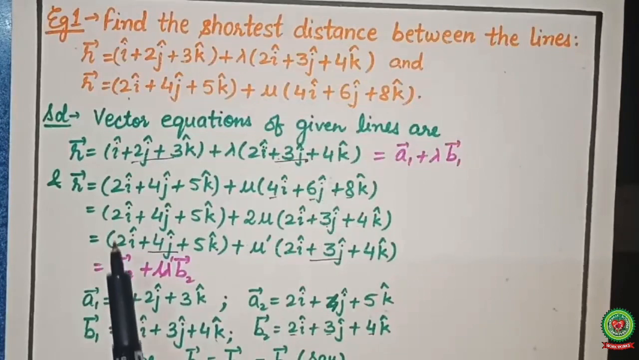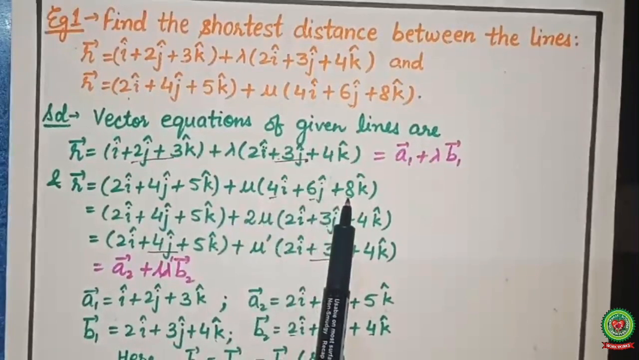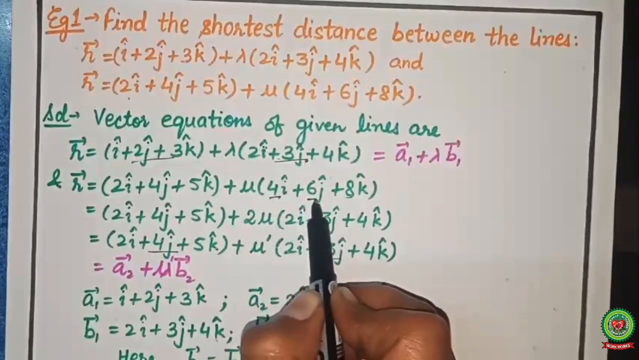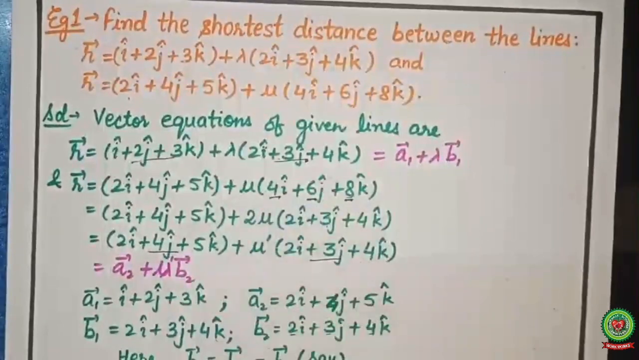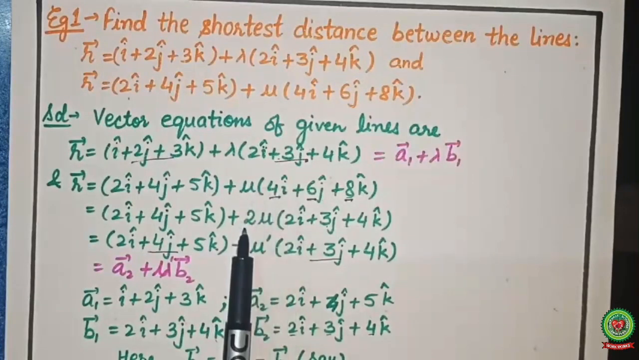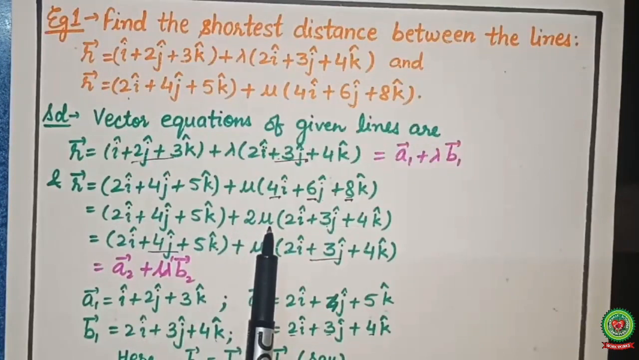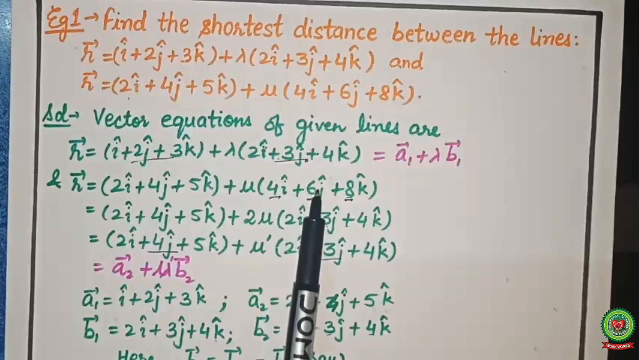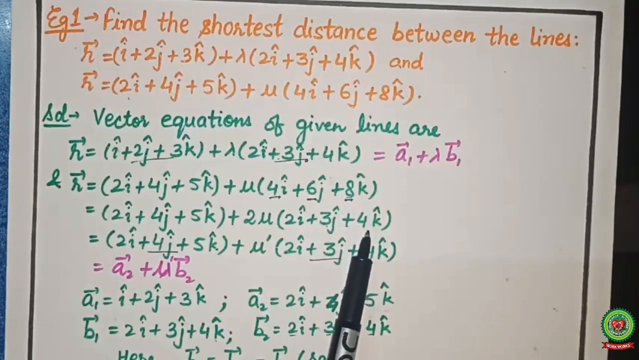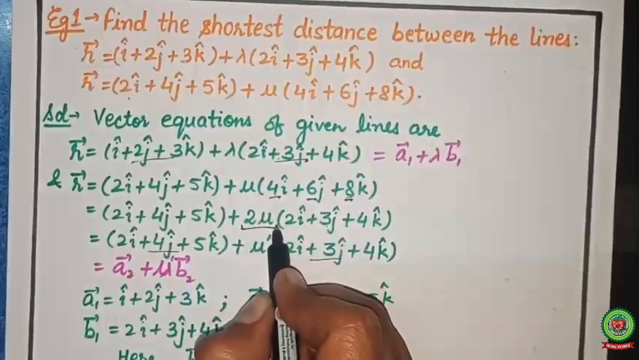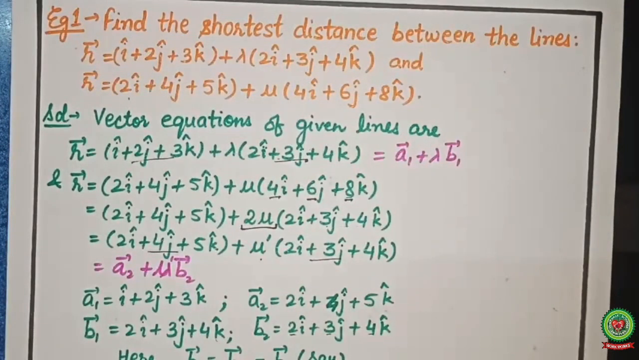Now for the second line, it is written like this. You can see that 2 is a common factor in the direction ratios of the second line. So when you take 2 common, we are left with the passes through point as it is plus 2 mu into 2i plus 3j plus 4k cap. Now this 2 mu can be written as mu dash. Now we have this line in the form of a2 vector plus mu dash b2 vector. This is the passes through point and these are the direction ratios.